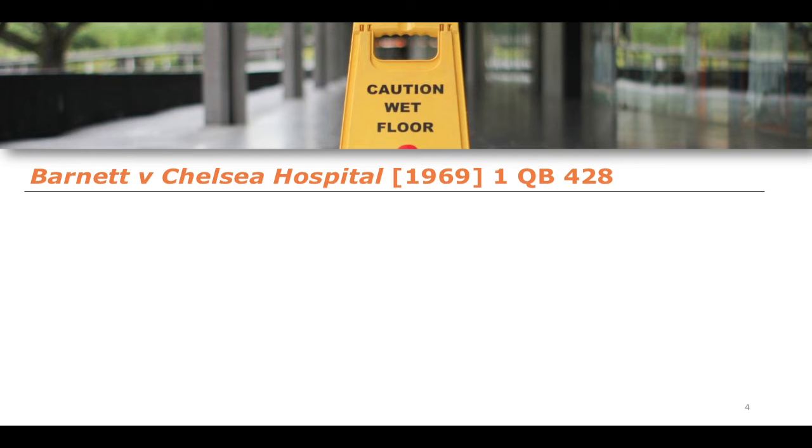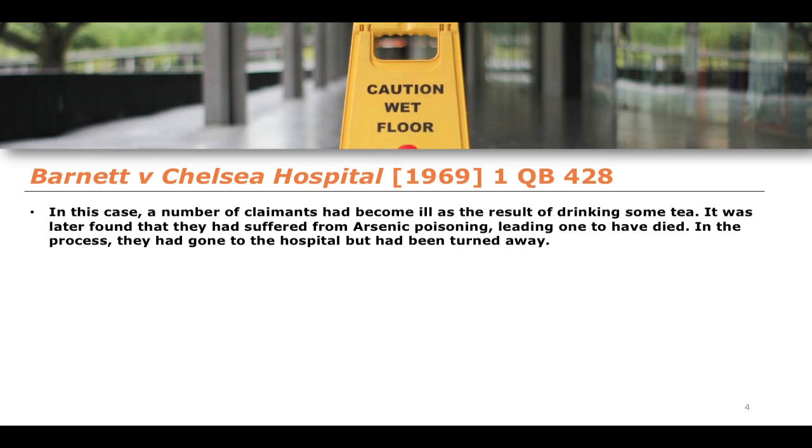Now, to illustrate this point, let's have a look at a piece of case law. We can talk about the 1969 case of Barnett v Chelsea Hospital. This was a case where there were a number of claimants who had brought a claim on the basis that they had become ill as the result of drinking some tea. It was later found that they had suffered from arsenic poisoning, leading at least one of them to have died. In the process, they went to the hospital, but they were turned away. As it turned out, there was arsenic in the tea, which is obviously not very good. It's toxic to humans, at least arsenic is.